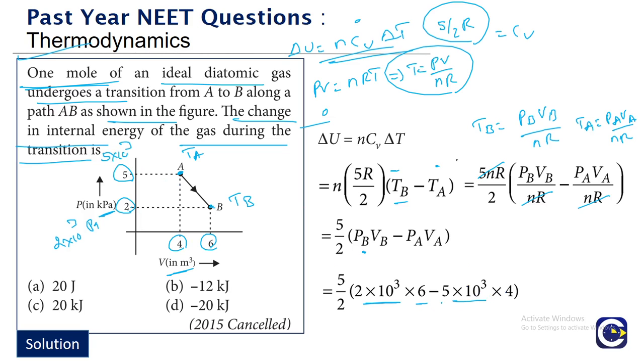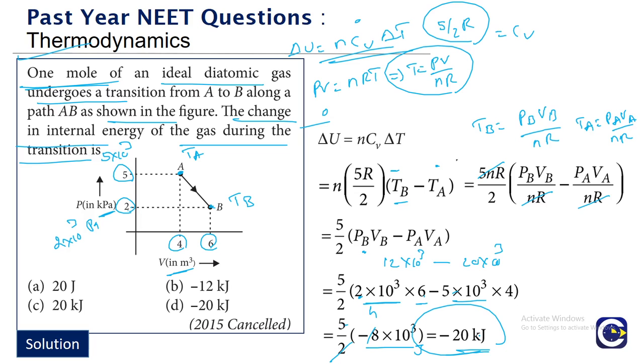So if you look at it, what do we have here? This is 2 into 6 is 12. So 12 into 10 power 3 minus 20 into 10 power 3. So 12 minus 20 is what? Minus 8 will come. So minus 8 into 10 power 3. So here 5 4s are 20. So there is a minus 20 into 10 power 3 joule, which means minus 20 kilojoules. Okay. So what is the correct answer for this? Option D is the correct answer.